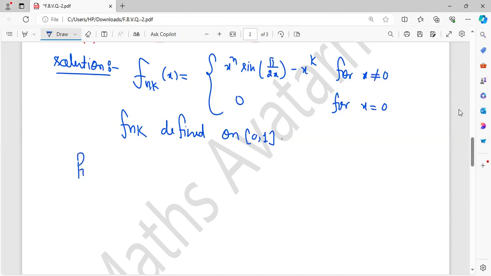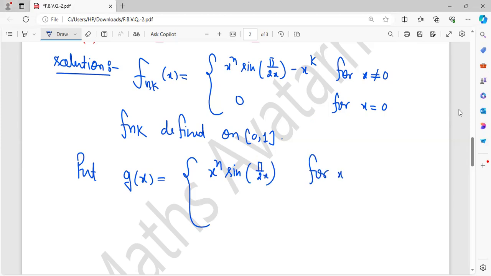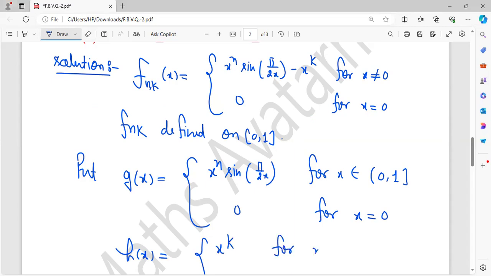Now you put g(x) equal to x^n sin(π/x) for x belonging to the interval (0, 1], and 0 for x equal to 0. And you take h(x) equal to x^k for x belonging to the interval (0, 1], and 0 for x equal to 0.